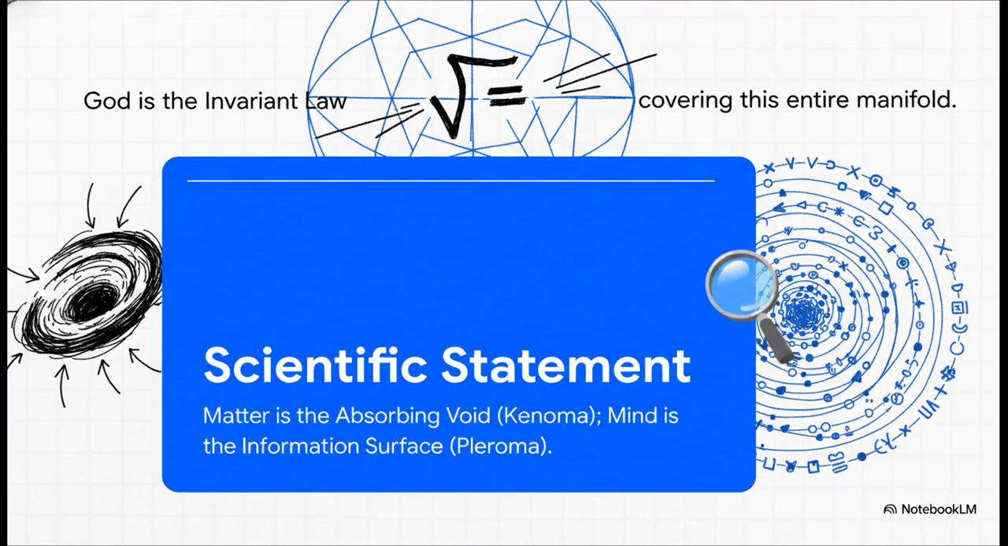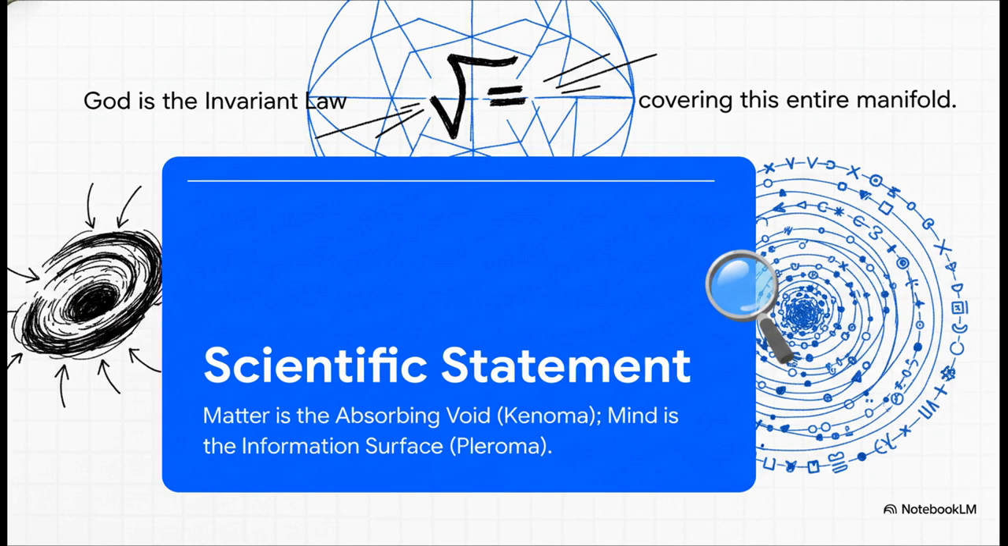What Mrs. Eddy called matter is formally identified here as the absorbing void, or the pneuma. Think of it like a massive digital black hole where information is just lost, holding absolutely zero persistent invariance. But mind, on the other hand, is the pleoma. Imagine this as the ultimate, perfectly stable hard drive of reality, the fundamental information surface.